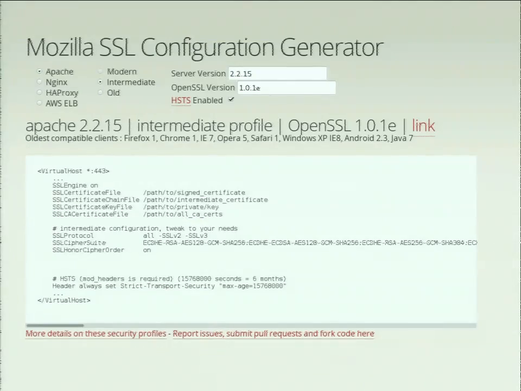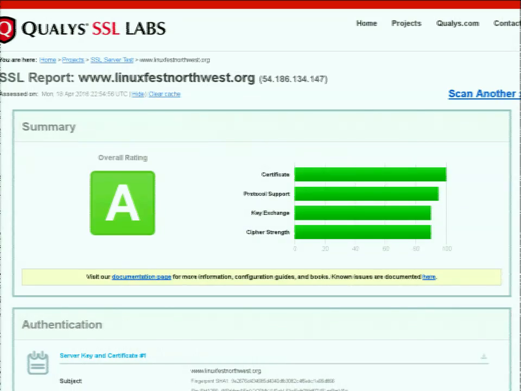There's also a nice little web app that you can use, where you put in your version of Apache or Nginx or AWS, version of OpenSSL, and then it will spit out the exact configuration that you can copy and paste into your configuration. Another thing you should have a look at is the Qualys SSL Labs site.